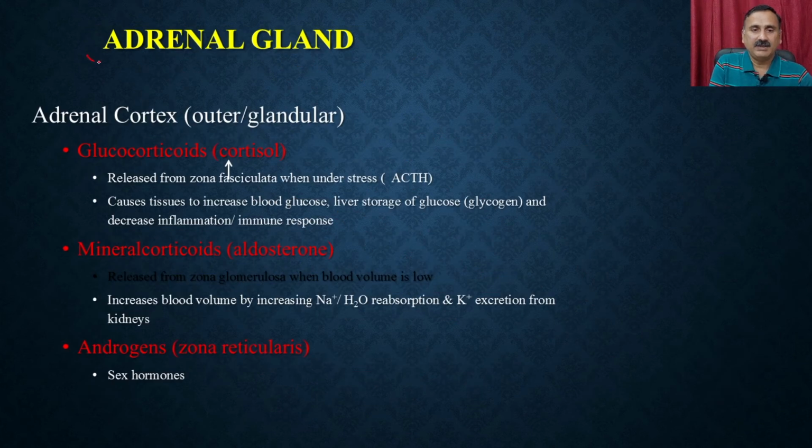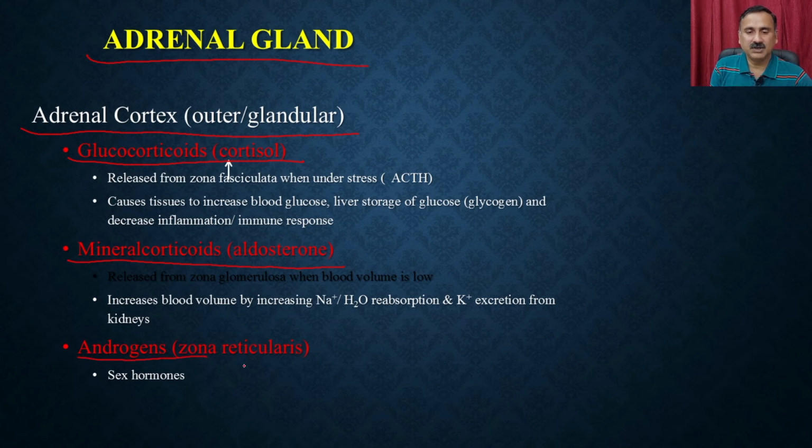Then we talk about the adrenal glands. So, the adrenal glands have two parts, right. You can have the adrenal cortex or the adrenal medulla. The adrenal cortex secretes three hormones. One is called the glucocorticoid or cortisol. The other one is called the mineralocorticoid or aldosterone, and the other one is called the androgen, which is also called the sex hormone.